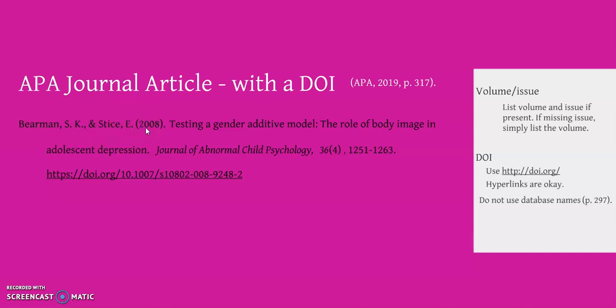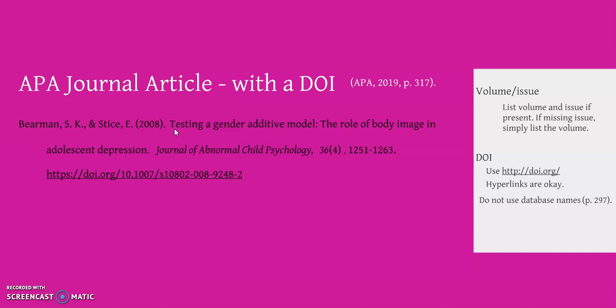Following that, we will include the year of publication, follow this by a period, and then after the year, we're going to include the title of the article, so the name of the individual work you're looking at. APA has very specific rules for how you deal with capitalization. They follow what is called sentence case.